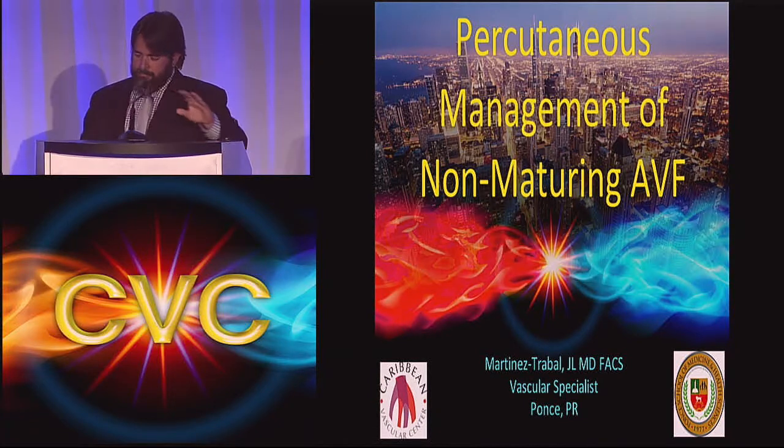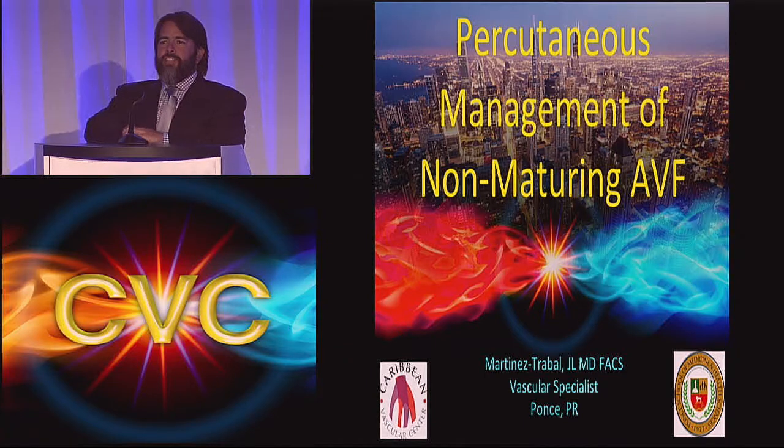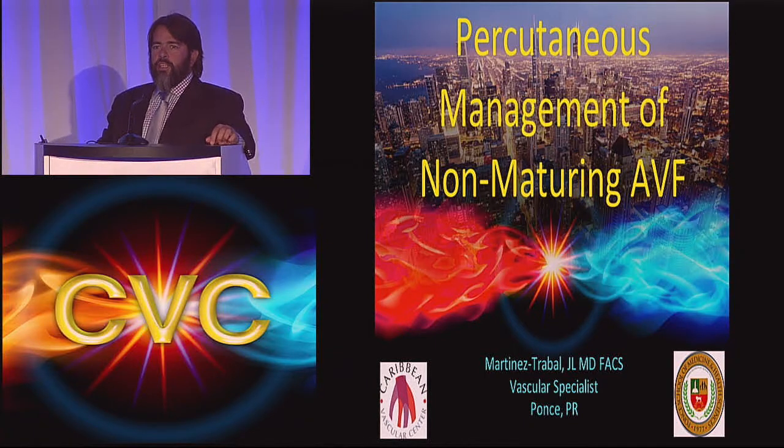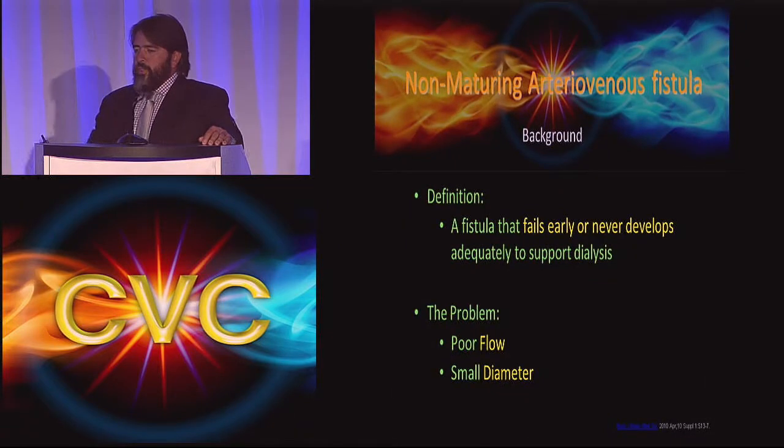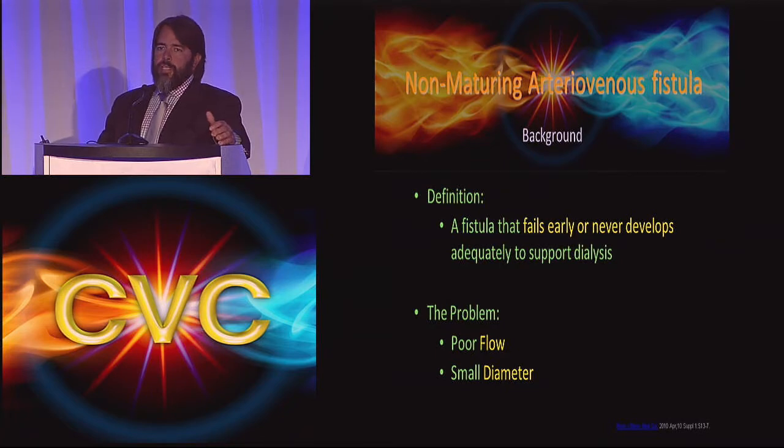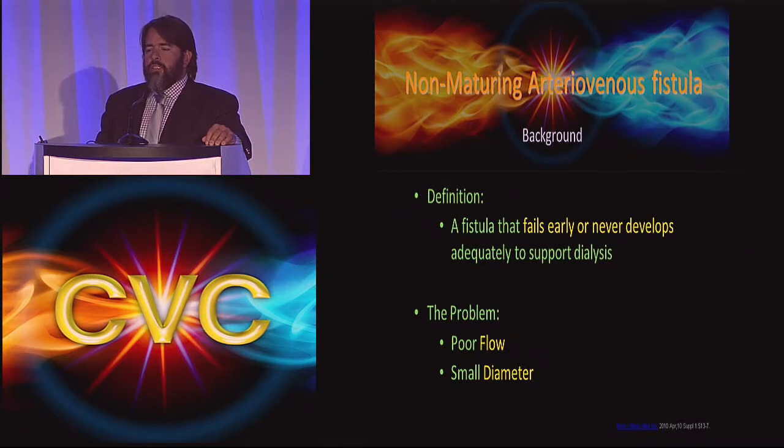So I'm going to give a simple talk on just basic definitions and how to divide the techniques on maturing the AV fistula. So a little bit of a definition, that a fistula fails early or never developed adequately to support hemodialysis. So in a nutshell, you need at least 600, 700 cc's per minute to go through that vein in order to connect a machine and allow it to run at 400 cc's per minute.